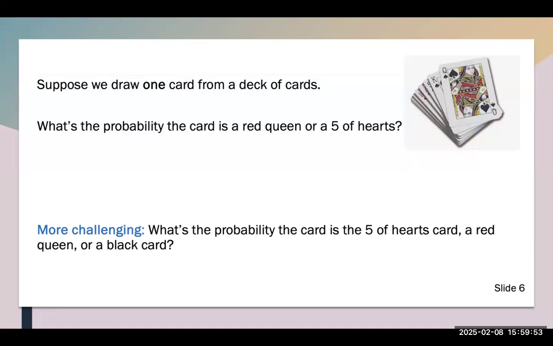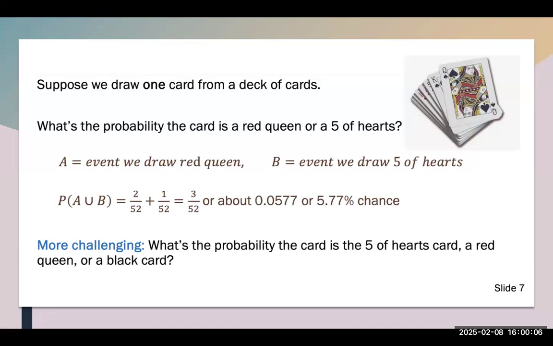Now there are 4 queens, but only 2 of them are red. So the probability of getting a red queen is 2 out of 52. While the 5 of hearts, there's only 1 card that's the 5 of hearts. So the probability of getting a red queen or a 5 of hearts is just adding 2 out of 52 with 1 out of 52. And that is 3 out of 52. And if you put it in your calculator, there's about a 5.77% chance of this occurring.